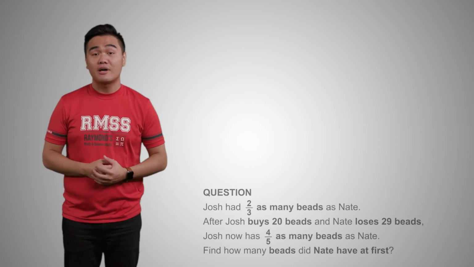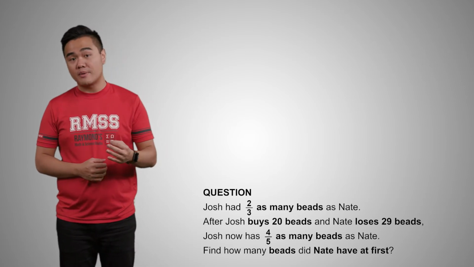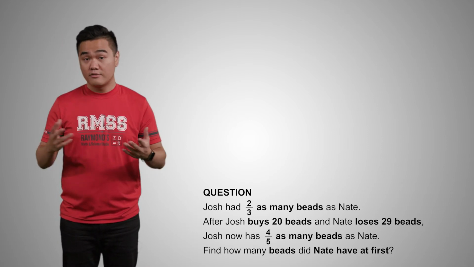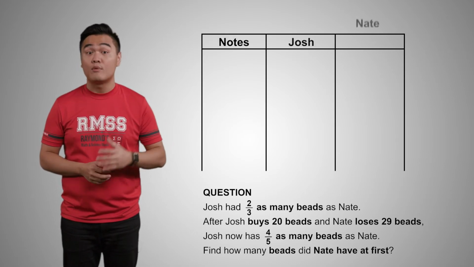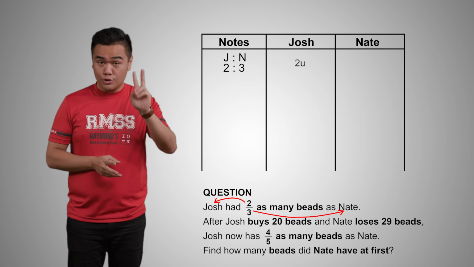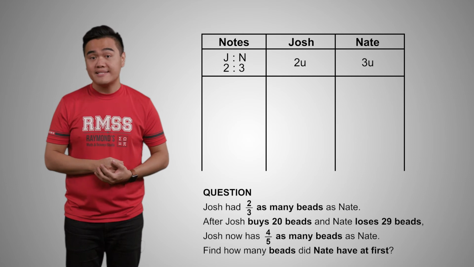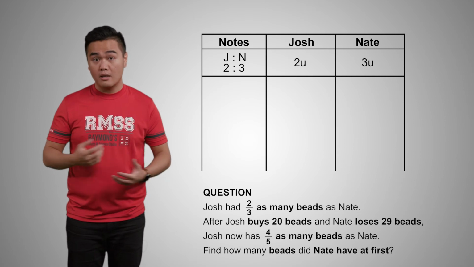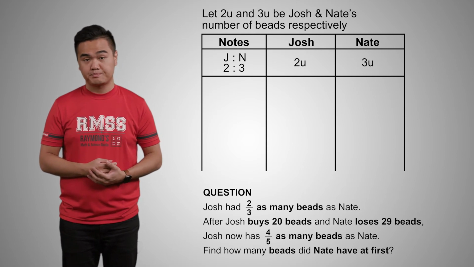Now, let's see how the RMSS notes method slices through this question with ease. It is a simplified algebra method that eliminates many of the problems students face with the comparison model drawing. First, we draw a table with 3 columns, one for notes, one for Josh, and one for Nate. As Josh has 2/3 as many beads as Nate, we will give Josh 2 units and Nate 3 units. Now, we will write a let statement above the table to let the exam marker know what our U numbers refer to. We will write, let 2 units and 3 units be Josh and Nate's number of beads respectively.